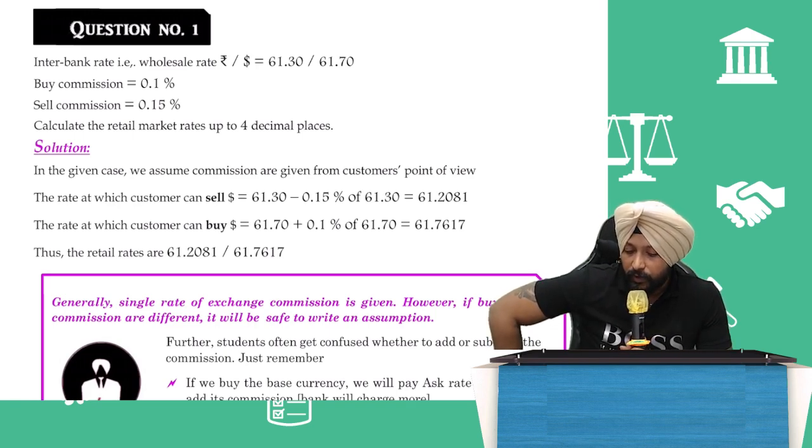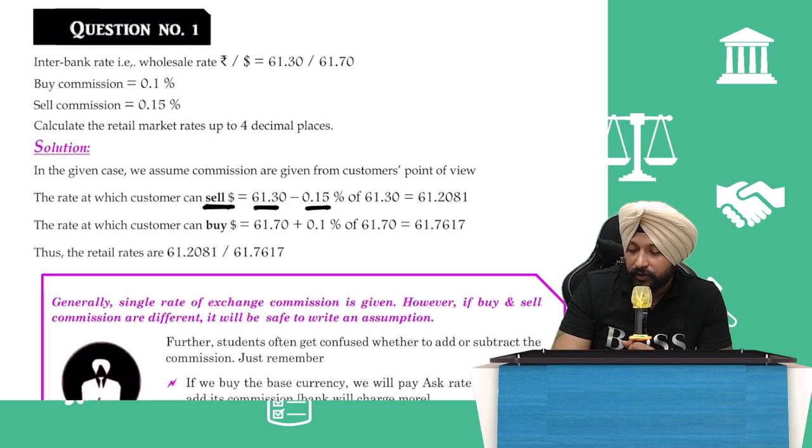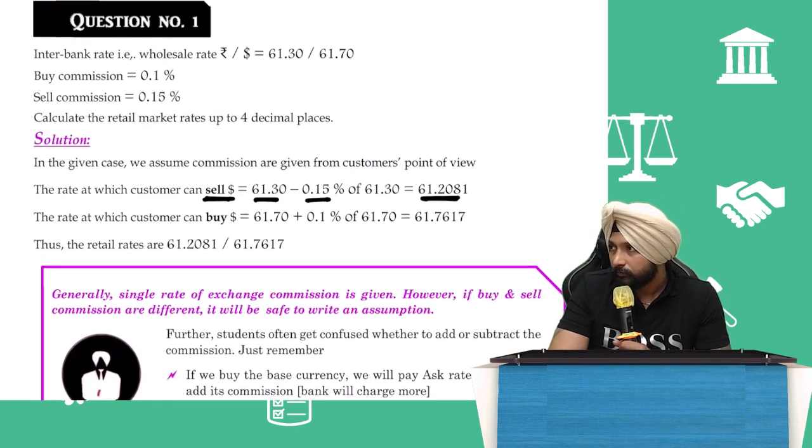In the given case, we assume commission is given from the customer's point of view. The rate at which the customer can sell dollar. Now obviously if you sell dollar, you always sell at a lower rate. Lower rate is the bid rate. Correct, no? And the selling commission is how much, guys? 0.15. So from this we remove 0.15% of 61.30 and we get 61.2081.